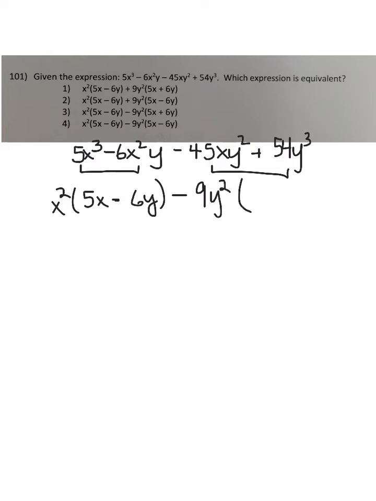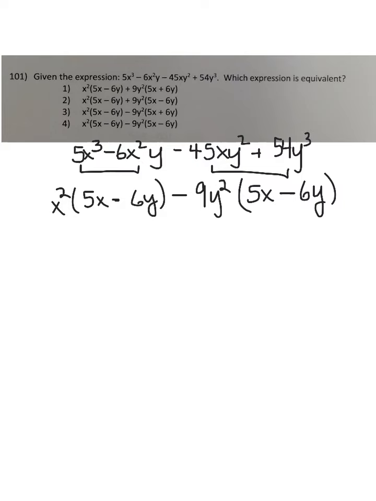Okay, now let's divide out. So I'm going to do 9 into 45, okay, and I know that that is 5, and I have an x left over. The y's cancel out. Then just be a little careful here. I have a negative divided into a positive. So that's going to give me a negative. And 9 into 54 is 6. And I have y cubed, so I'm actually going to have a y left over.